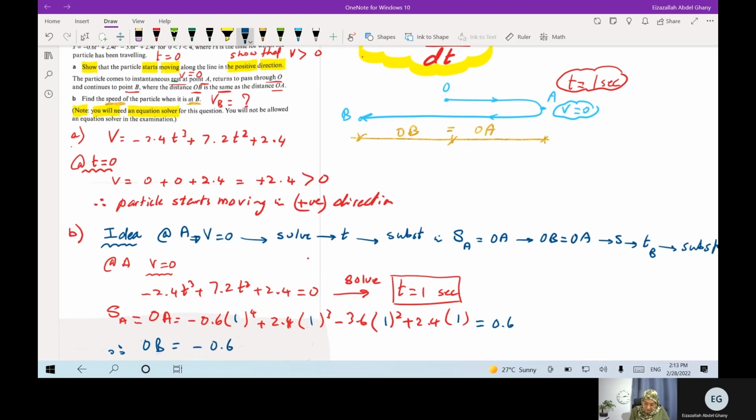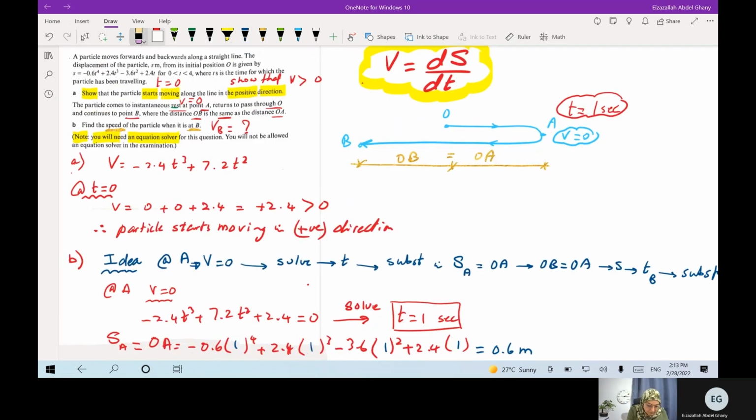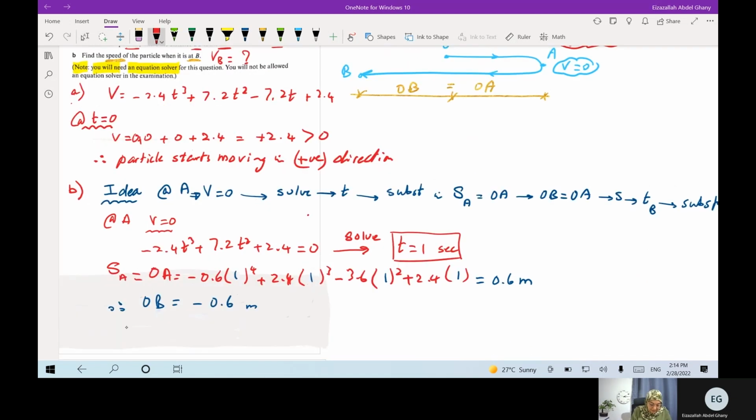Therefore, SB will be negative 0.6 meters. Why negative? Because as you know, it is in the opposite direction. Now, when we equate S to negative 0.6, there will be one unknown, which is T. Here is the mistake: minus 7.2 T plus 2.4.